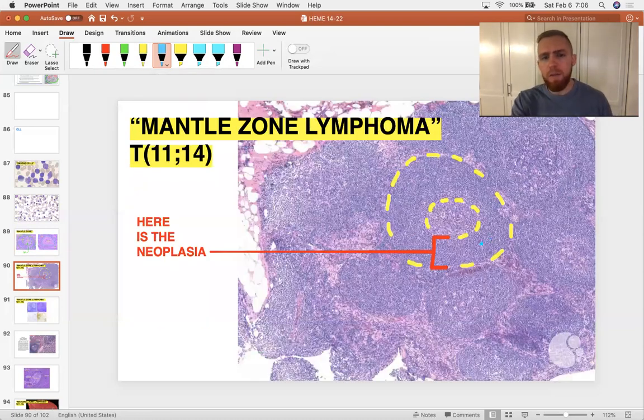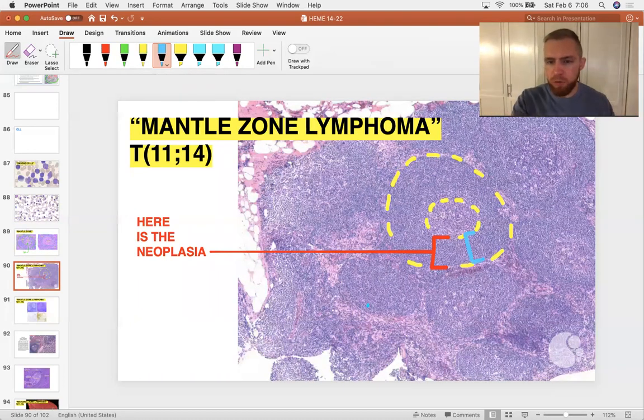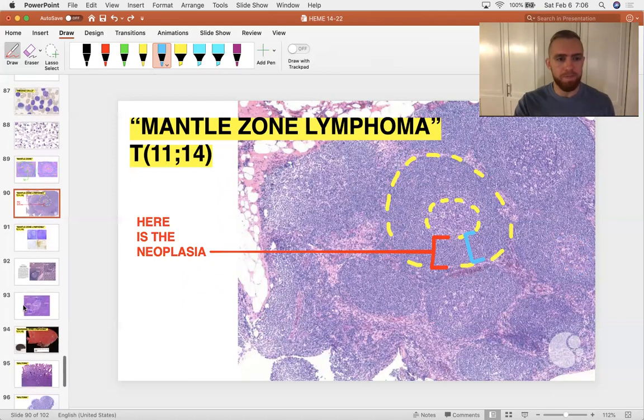Here's another example of a mantle zone. The mantle zone, again, is going to be that stripe around a germinal center, the germinal center being dead in the center of this follicle that we're looking at. And you can see other follicles on this exact same slide with germinal centers and mantle zones around them. So the mantle zone is where this lymphoma gets started. It's got an 11-14 translocation.